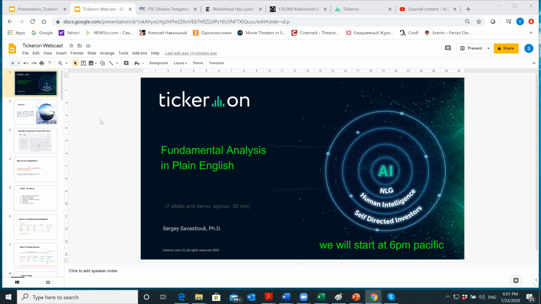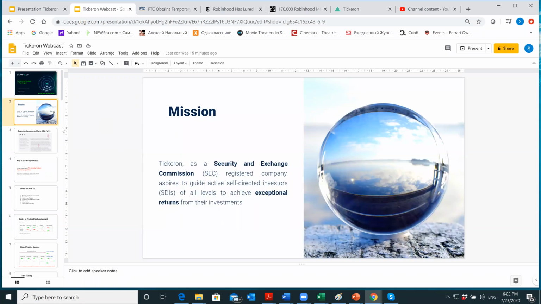you. So today I'm going to be talking about the fundamental analysis in plain English. A lot of people don't understand fundamental analysis because it's complicated. I'm going to tell you that it is simpler with our company, okay? Tickeron. So what is the difference between Tickeron and a lot of other companies?